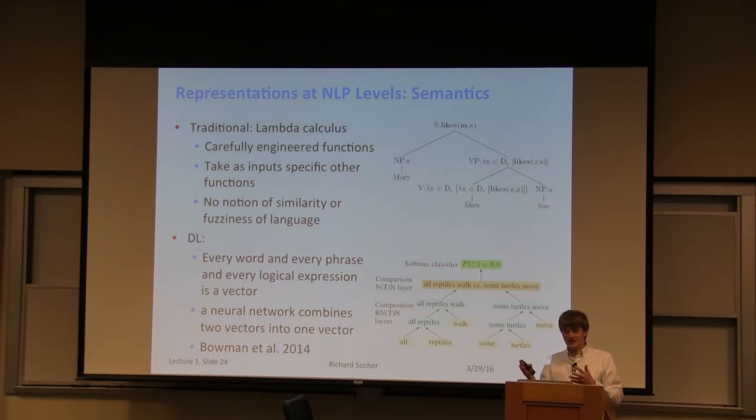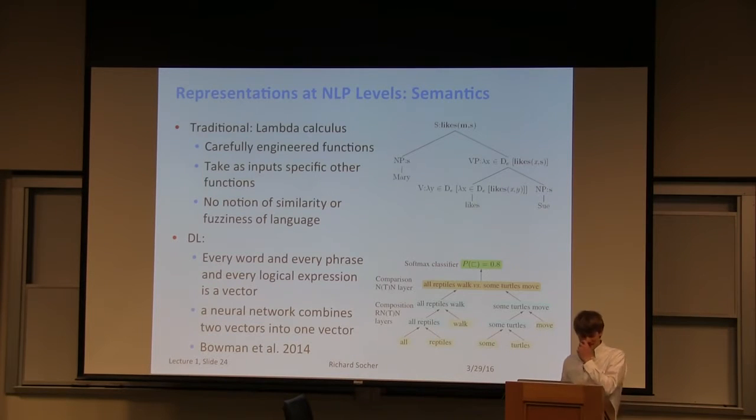Now, of course, if we ask how similar that sentence, Mary likes Sue, in that representation is to the sentence, Mary and Sue enjoy hanging out together, that sentence will already be quite tough to represent in lambda calculus. And these representations are very discrete. They're not fuzzy, long lists of numbers, and we're not in a vector space. So there's no notion of similarity or the fuzziness of language when we use these kinds of representations.